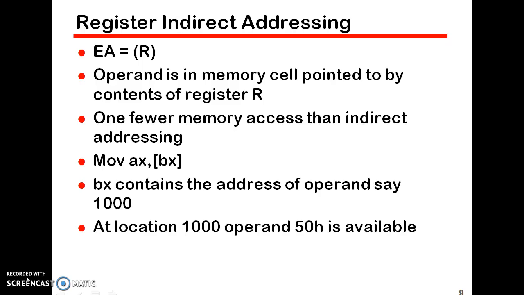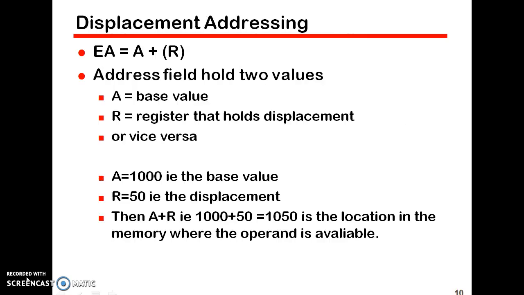So next you have register indirect addressing mode. In register indirect addressing mode, the register will contain the address of the operand you want to fetch. Say for example, in this example, we have mov ax, bx. Your bx contains the address of the operand. Say for example, it was 1000. At location 1000, you have the operand 50 which is available.